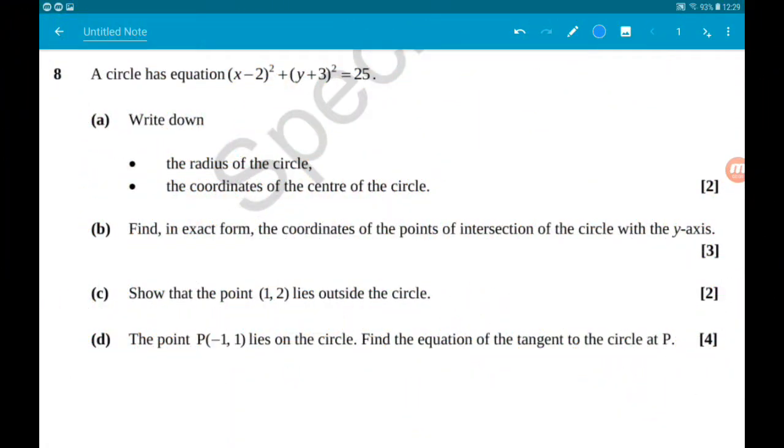Okay, question 8. Fun with circles. Circle has equation x minus 2 squared add y add 3 squared is equal to 25. Part A wants us to write down the radius of the circle and the coordinates of the centre of the circle.